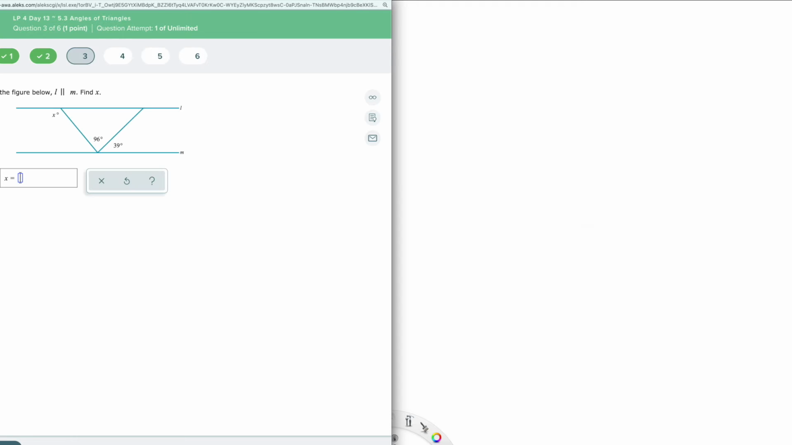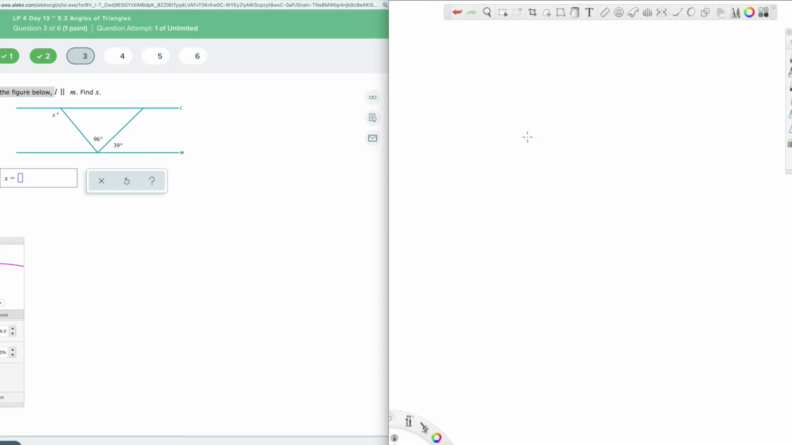All right, so now we're going to get into parallel lines a little bit. So we have the figure below. L is parallel to M. So remember, this means parallel, these two straight lines. And they want us to find X here. So we're going to have to go back to a few of our theorems that we had before when we were looking at parallel lines. So I'm drawing these in different colors here. Sorry, they should be touching there, but we're just going to pretend like they are. So we have 96, we have 39, and we have X.